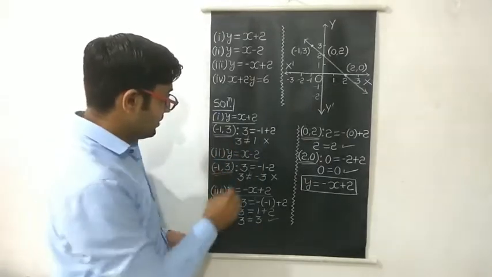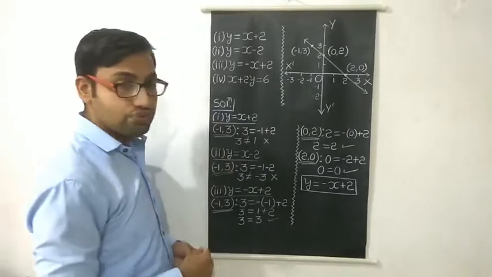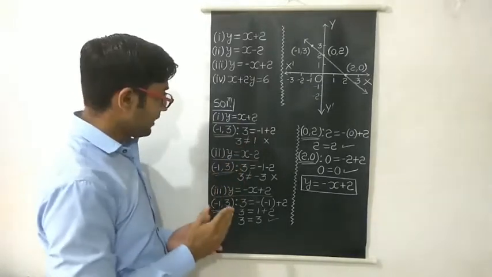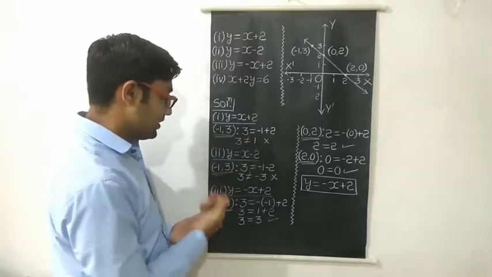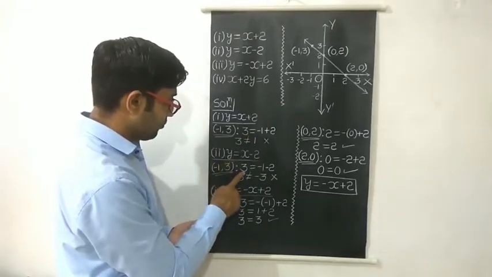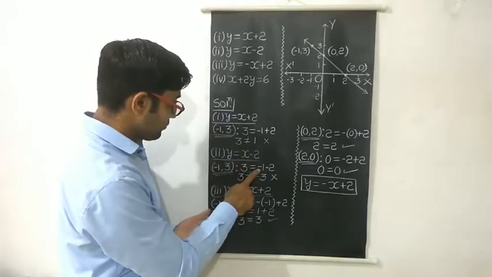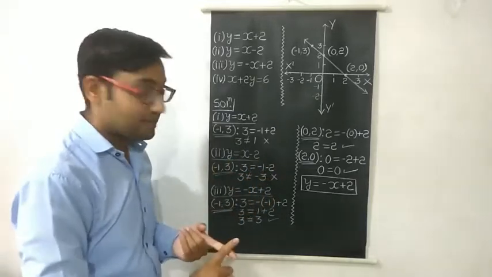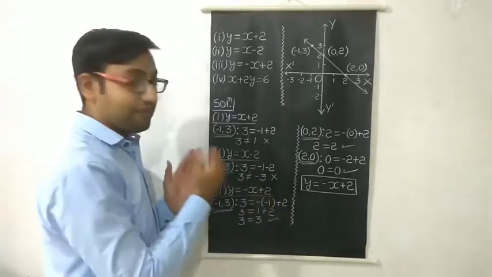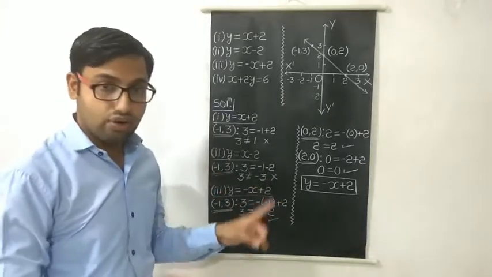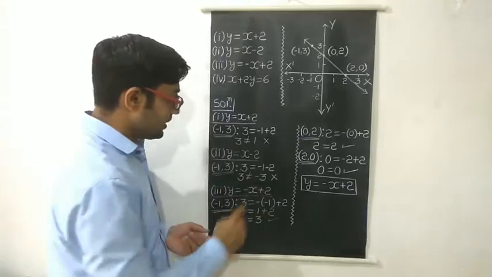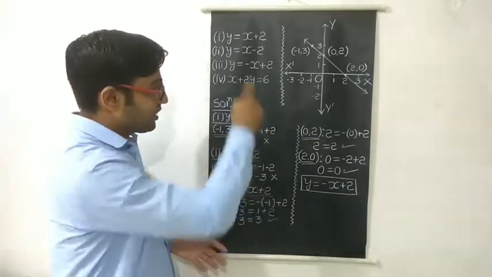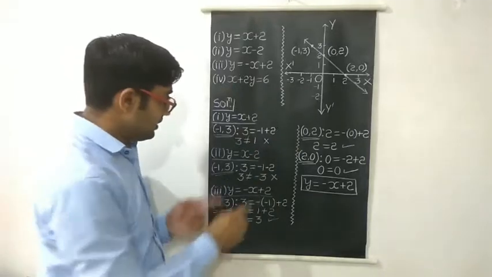Second one is y = x - 2. Let us check the first point, (-1, 3). Here the x coordinate is -1, y is 3 again. So instead of y we put 3, instead of x we put -1, and minus 2 is there. -2 - 1 is -3. Right hand side we have -3, left hand side we have +3. Both are again not equal. So this point is again not the solution of this equation. That means this graph is not of this linear equation.